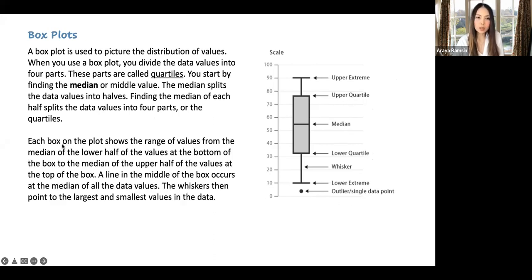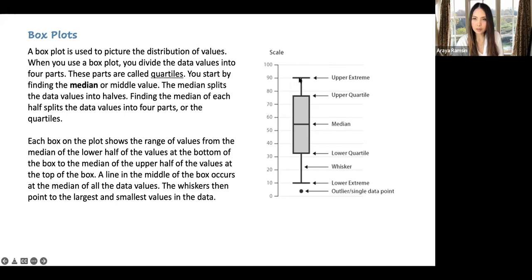So each box on the plot shows the range of values from the median of the lower half of the values at the bottom of the box to the median of the upper half of the values at the top of the box. And a line in the middle of the box occurs at the median. This one is the median of all the data values. The whiskers then point to the largest and smallest value in the data.